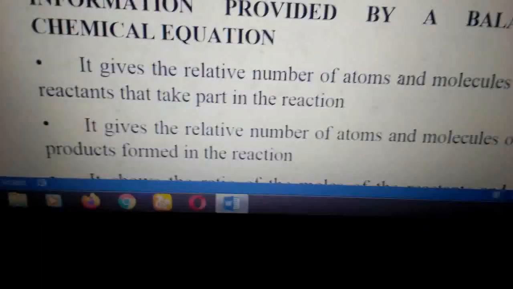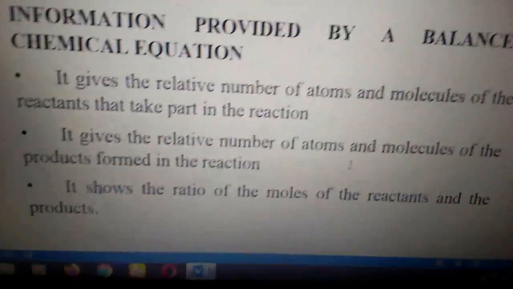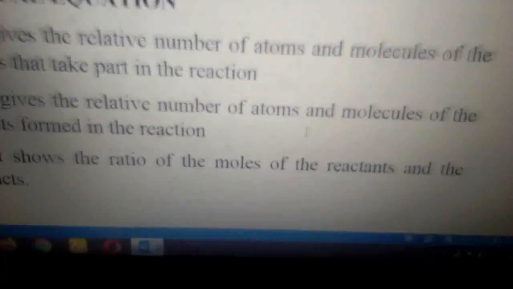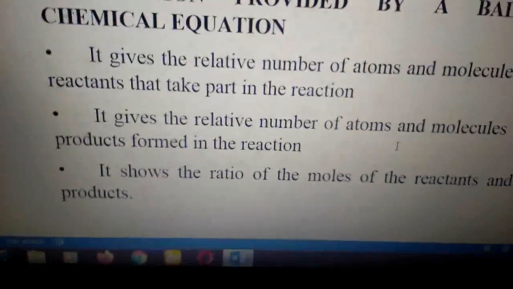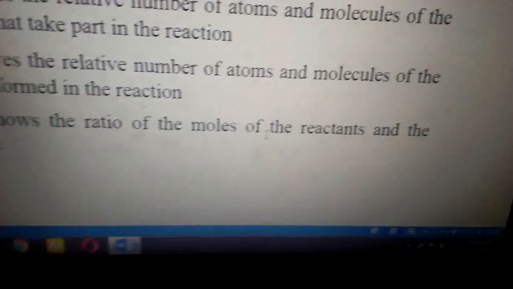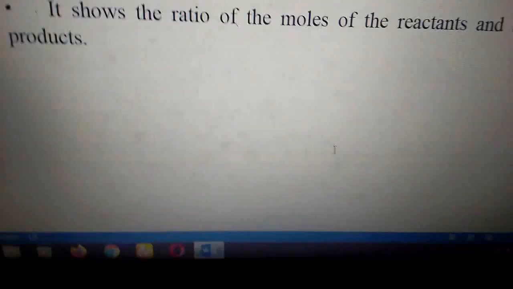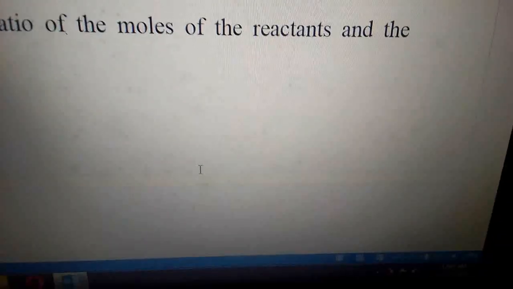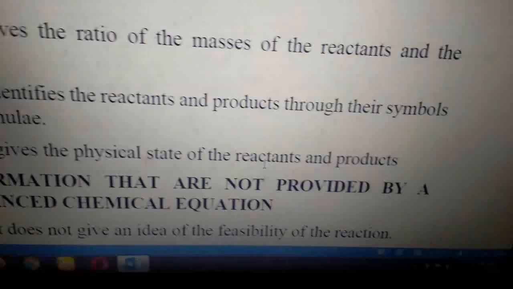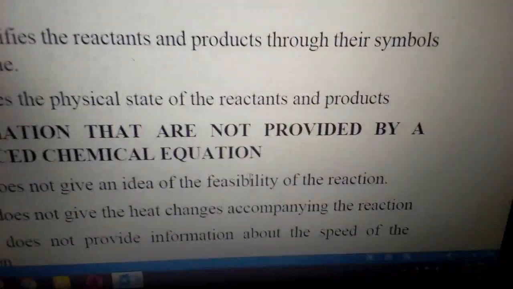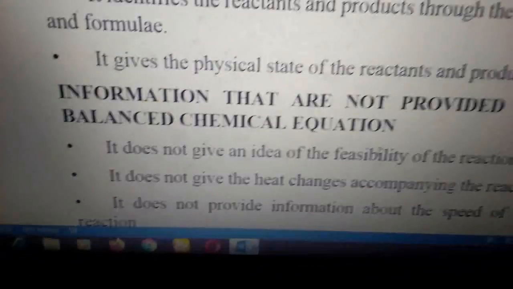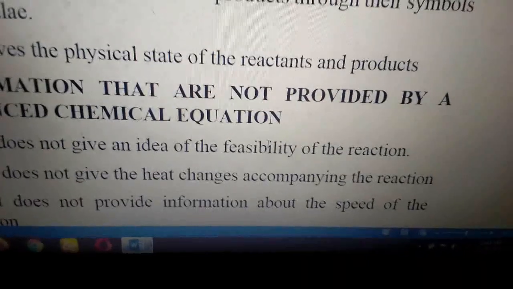So having done that, we are coming to the end of the topic. Information provided by a balanced chemical equation. What information does a balanced equation give us? 1. It gives the relative number of atoms and molecules of the reactants that take part in the reaction. 2. It gives the relative number of atoms and molecules of the products formed in the reaction. Number 3. It shows the ratio of the moles of reactants and the products. Number 4, it gives the ratio of the masses of the reactants and the products. Number 5, it identifies the reactants and products through their symbols and formulas. And then, the last one, it gives the physical states of the reactants and products.